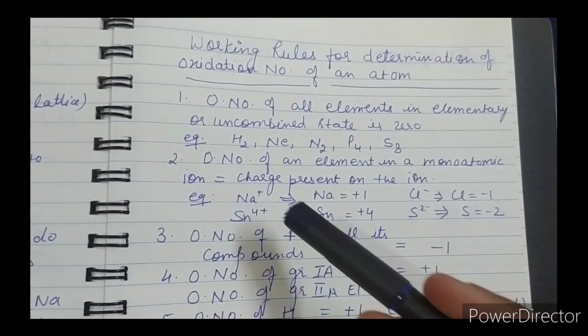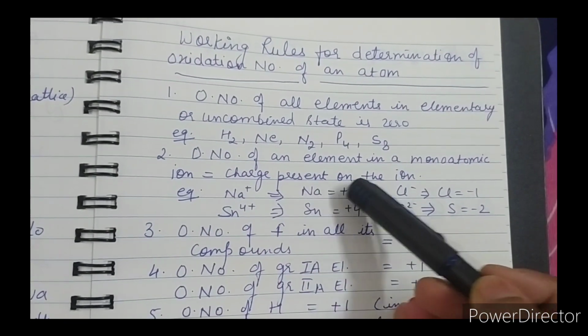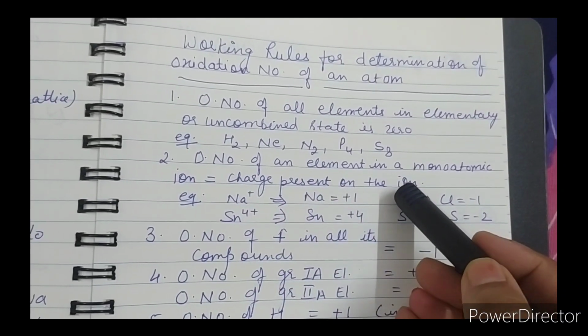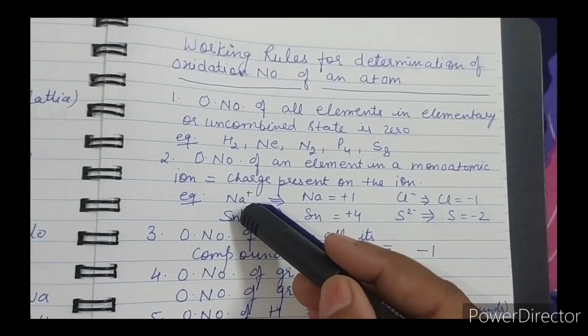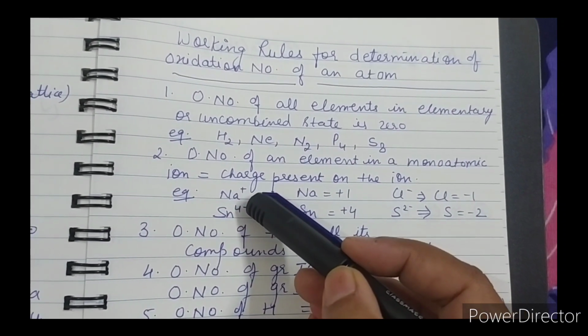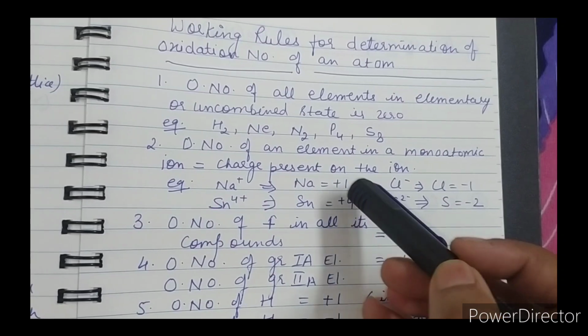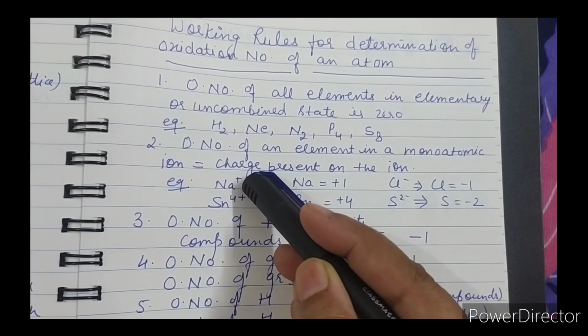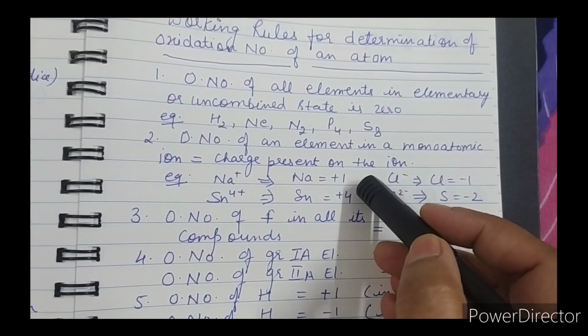Next point is the oxidation number of an element in its monoatomic ions is equal to the charge present on that particular ion. Suppose sodium is denoted by the symbol Na+, so here the oxidation number of sodium will be +1. Why? Because it is a monoatomic ion and the ion is having +1 charge on it, so the same will be the oxidation number.